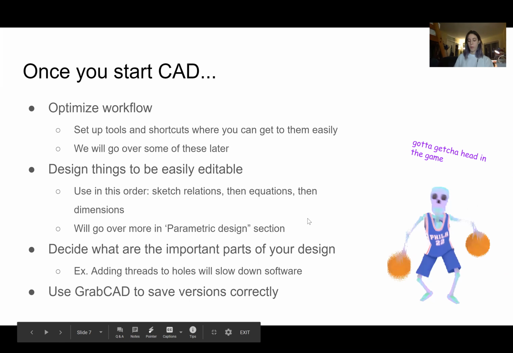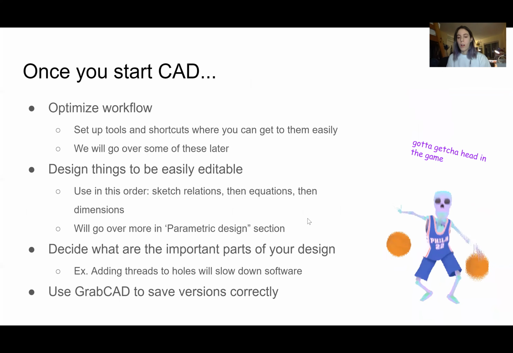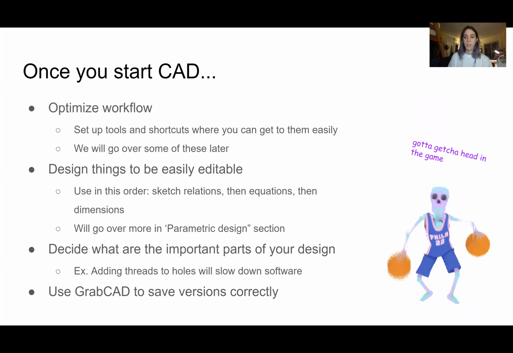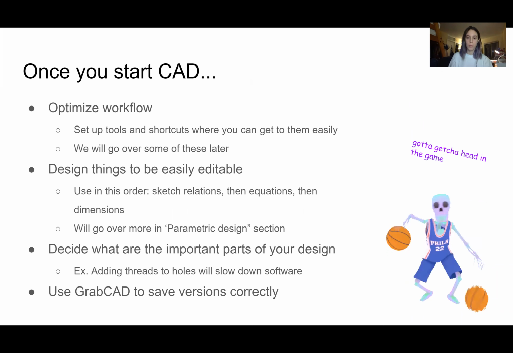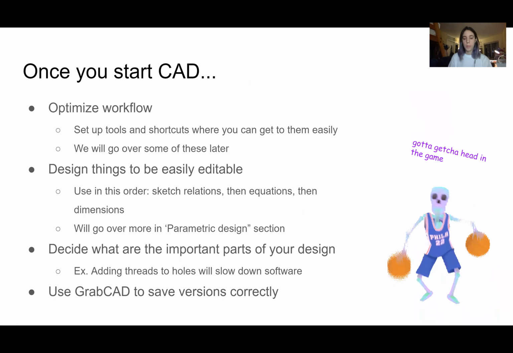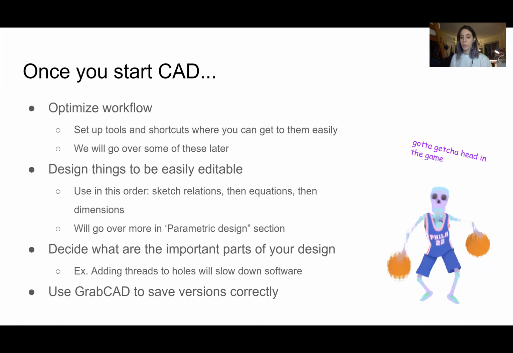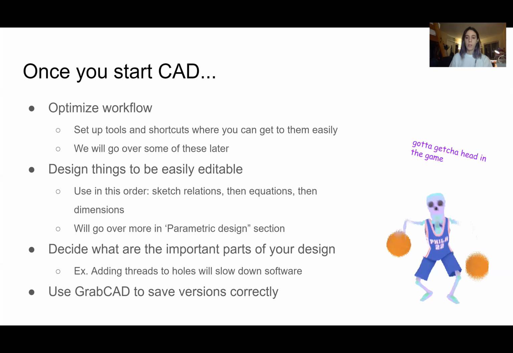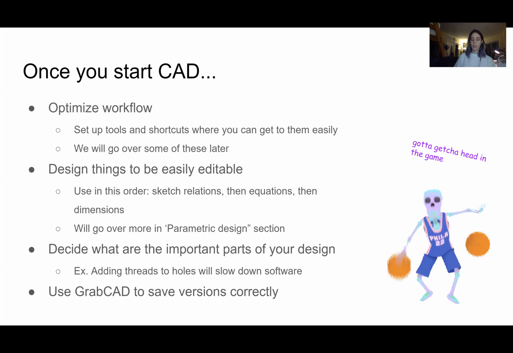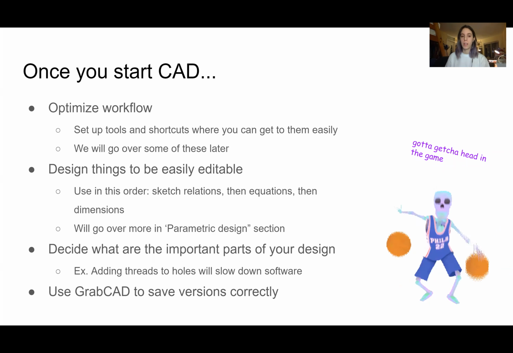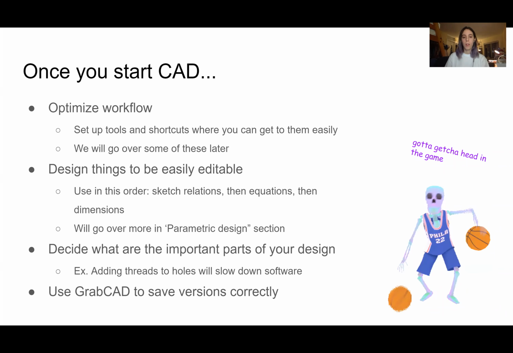So moving forward with things to think about, once you're actually inside of your CAD software and you're starting to work with it, it helps if you start by optimizing your workflow. We're going to go over a couple of ways to do that. And it mostly involves setting up shortcuts. SolidWorks has a lot of helpful tools to do shortcuts so that you can move your mouse across the screen a lot less, basically. So you're not endlessly clicking into menus to get things. You can have all the tools that you need where they are.